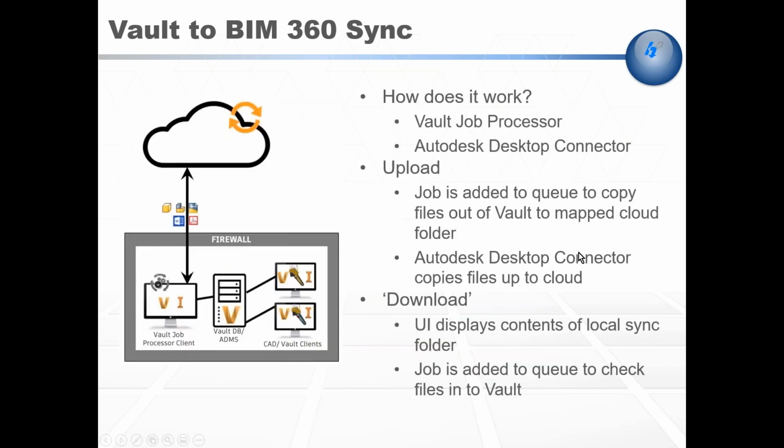Now, it's really interesting the way it works, and it's important to understand how it works in case you want to put it to use, because if you're not using some of the components that Vault has today, you may need to start using those. The key really is the Vault job processor and the Autodesk desktop connector. The Autodesk desktop connector is free. Anybody can download it, and it's just an application. It's very much like the Dropbox app for Windows, where you end up with a virtual folder on your computer.